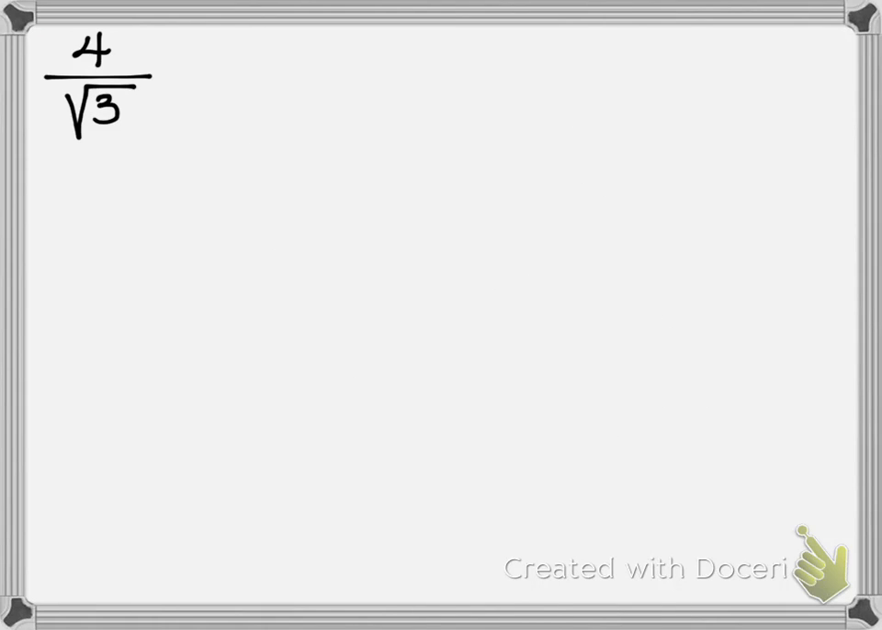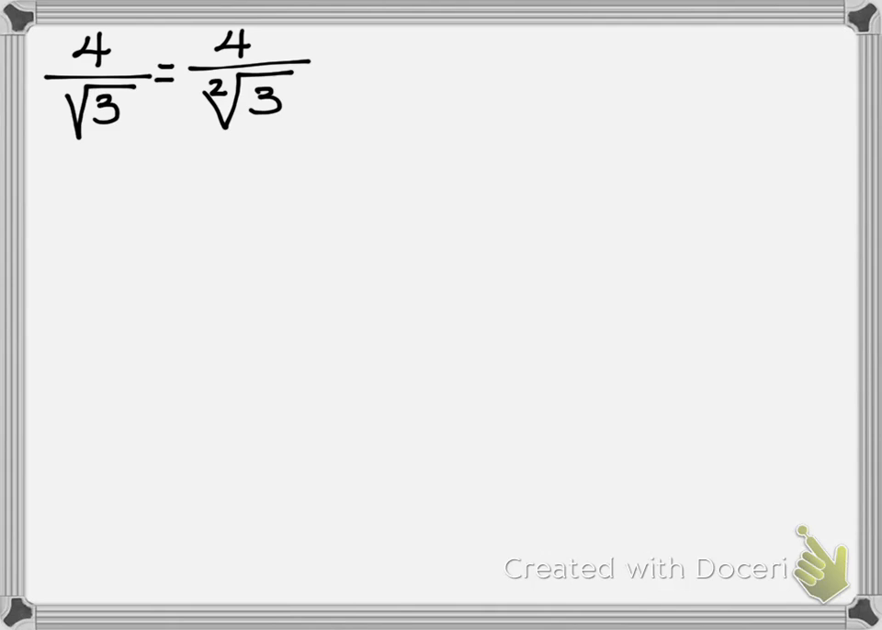We know last time we had to rationalize something of this form. Remember, of course, we multiply everything by 1 because we're not changing the value of this expression. We multiply it by the square root of 3 over the square root of 3, but why? Remember, the goal is to get the square root of 3 out of the bottom.